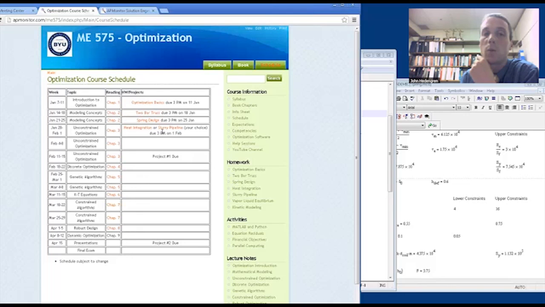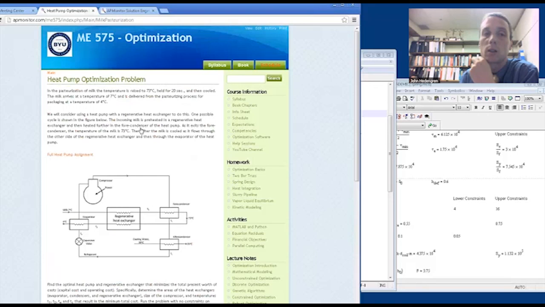For next time, we'll go over the heat integration problem. The slurry pipeline, we can save for another time. But go ahead and try to work through the heat integration problem for next time. We'll just start on that one.